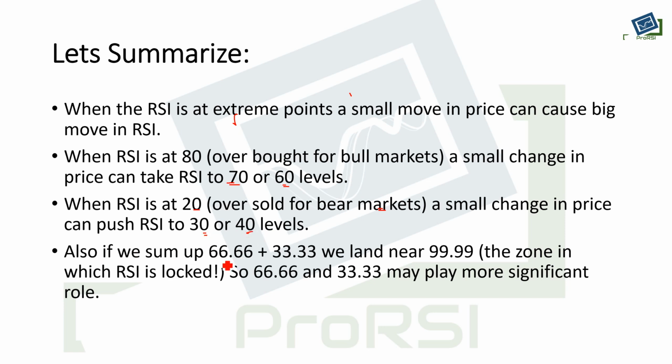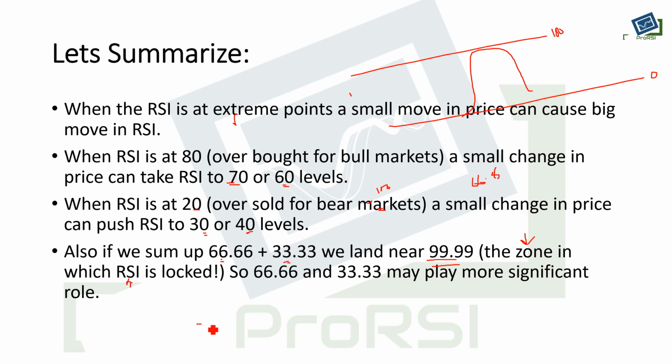So if we add 66.66 and 33.33, we land near 99.99, the zone in which RSI is locked. That means almost 100, we will reach 100. So 100 is the upper boundary and 0 the lower boundary. This is the range between 0 and 100 where RSI is locked.